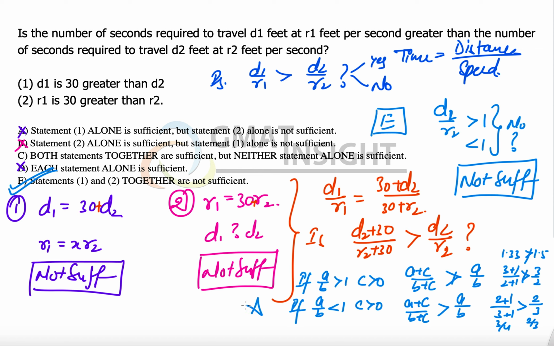So here the ratio rule is something that's really good, an important takeaway from this question, and I hope I made sense of it, what I wanted to communicate. D2 plus 30 over R2 plus 30 may be greater than D2 over R2 or may be less than D2 over R2, depending upon the value of D2 over R2, whether it's greater than 1 or less than 1.